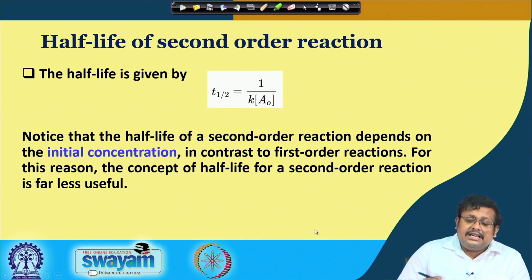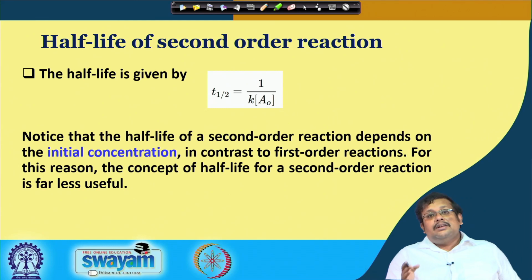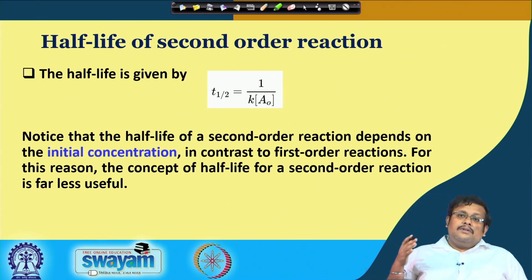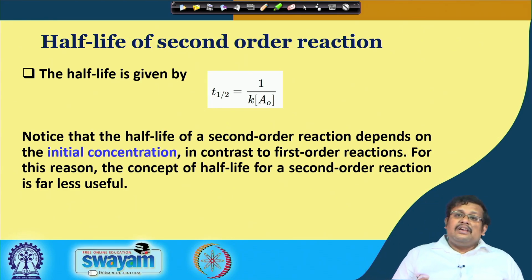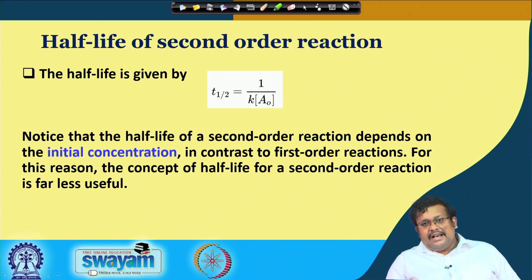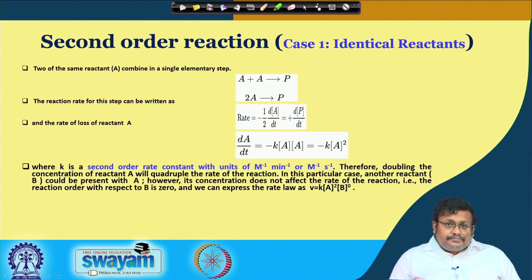Now, in case of second order reaction, the half life is given by this formula where T half equals 1 by K into concentration of A0. So, basically it depends on the initial concentration, in contrast to the first order reaction. In case of first order reaction, the half life was independent of the initial concentration. However, in case of second order reaction, the half life is dependent on the initial concentration A0. That is why the concept of the half life for a second order reaction is far less useful as compared to the first order reaction.